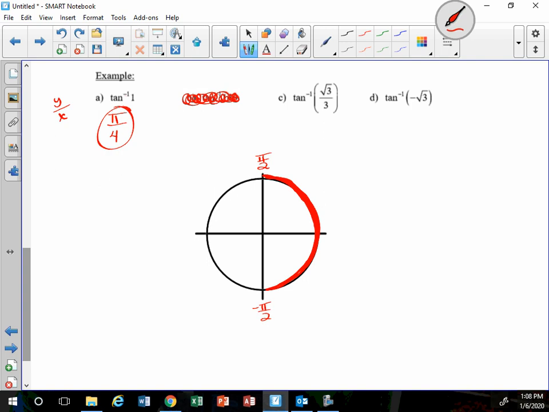All right, C, inverse tangent root 3 over 3. It's positive, so it's got to be first quadrant. Pi over 6. Know your shortcuts, guys. So then D, inverse tangent negative root 3. What do you think? Negative pi over 3. Good. Okay. Are we catching on?